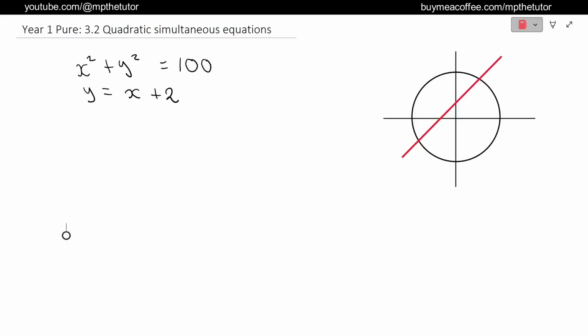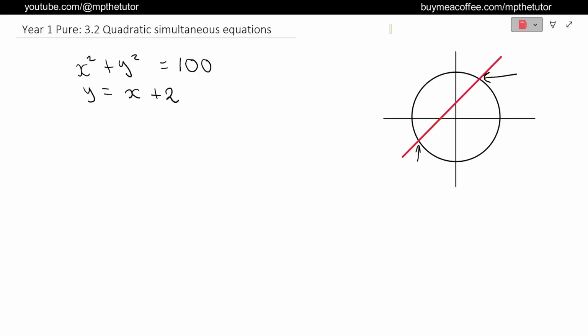Now, what we're going to do is we've got x squared plus y squared equals 100, and y equals x plus 2. The top one is actually a circle, and it has a radius of 10. And the bottom one's just a straight line. So what you've got is the circle and a straight line going through it. What we're trying to find is where the line crosses the circle, in terms of the x values and the y values of the coordinates.